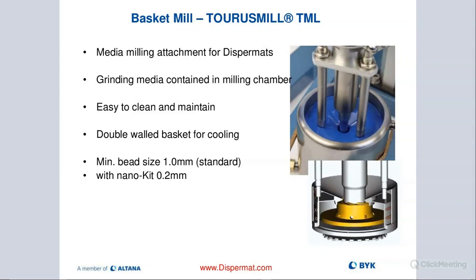With the standard setup, we can go down to the low micron range, higher nanometer range. With the nano kit that's available, we can go down to about 500 nanometers with the basket mill. Anything smaller than that, we are no longer able to use a basket mill, unfortunately. This is when a horizontal mill is a requirement to properly break up the aggregate down to the primary particle size. But very, very good for small jobs in your lab, and excellent for production when you want to go upscale.